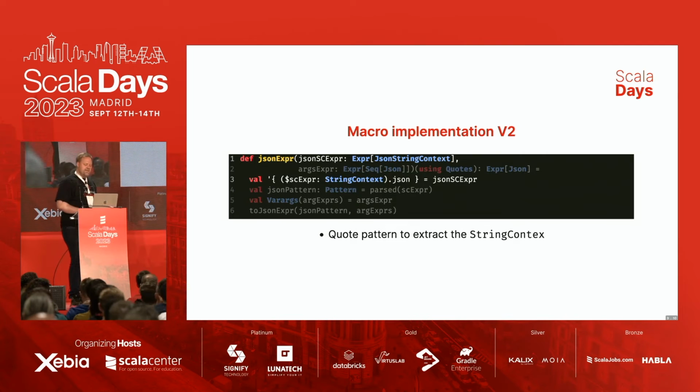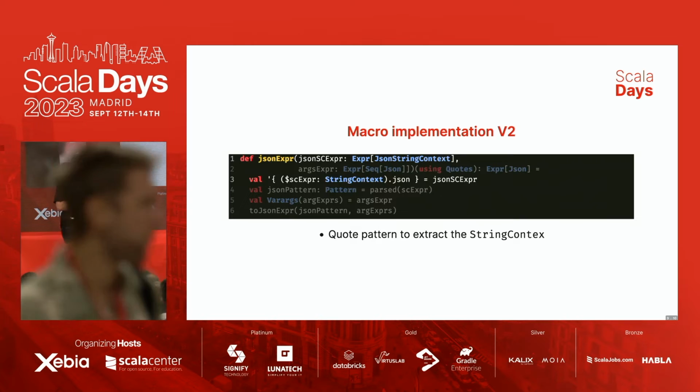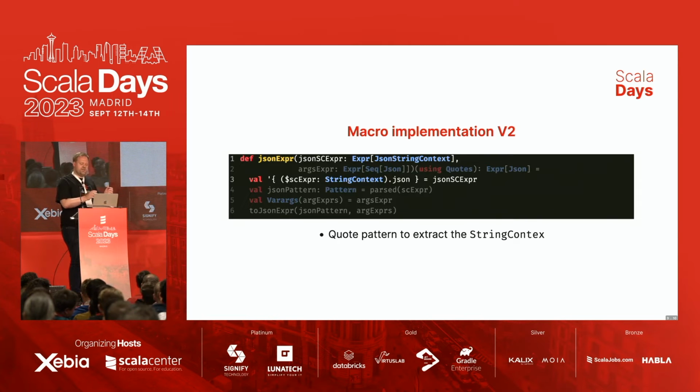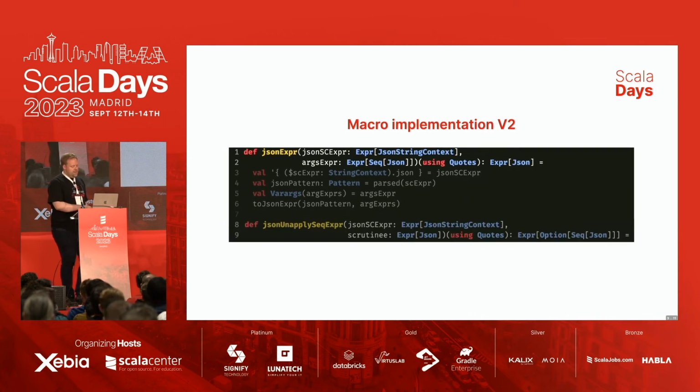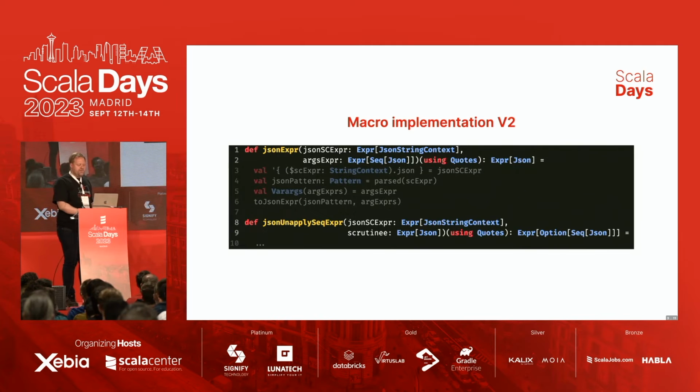But here what we're saying is that this JsonSC Expr should match some string code that has a string context and calls the json extension method. And we're going to extract the string context. And then once we have this string context Expr, which is our JsonStringContext, we can just reuse the same code as we had before. And that's all we need to change in the JsonExpr. So now we can have a look at what we can do with the unapplySeq.